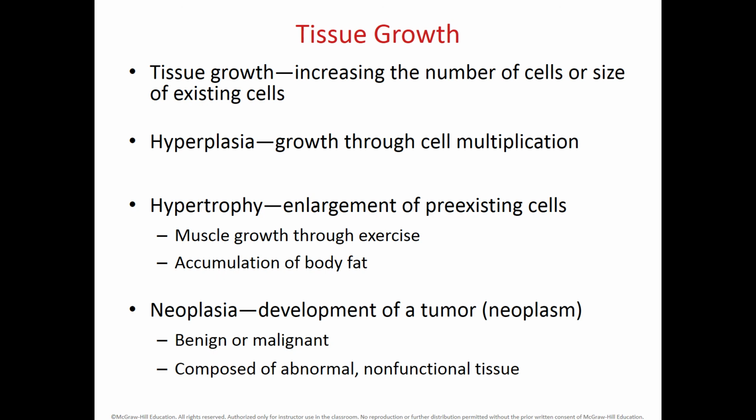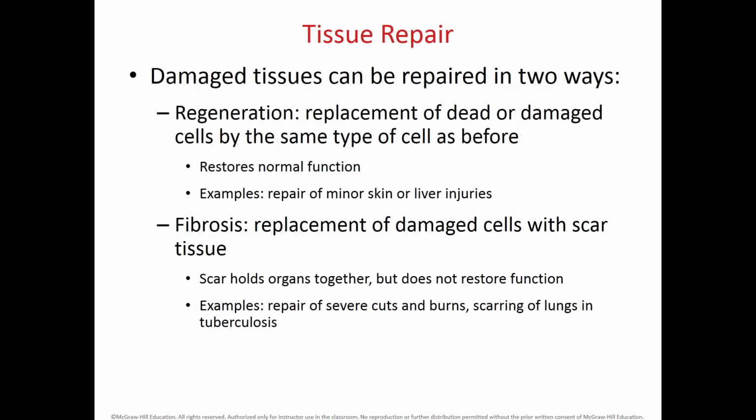Now, sometimes you can have abnormal growth that is called neoplasia, or development of a tumor. And this neoplasia or this tumor is known as a neoplasm. Now, some tumors are benign and some tumors are malignant. If it's benign, the tumor does not invade tissues, but if it's malignant, the tumor will invade tissues. And this neoplasm is composed of abnormal and non-functional tissue, so it will grow without control.